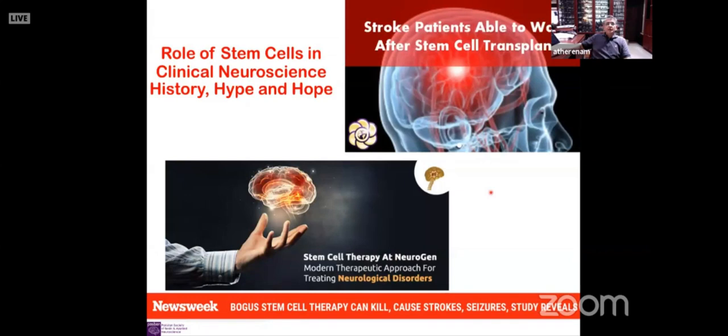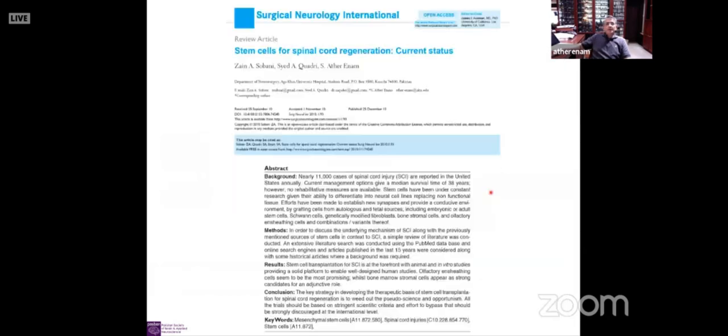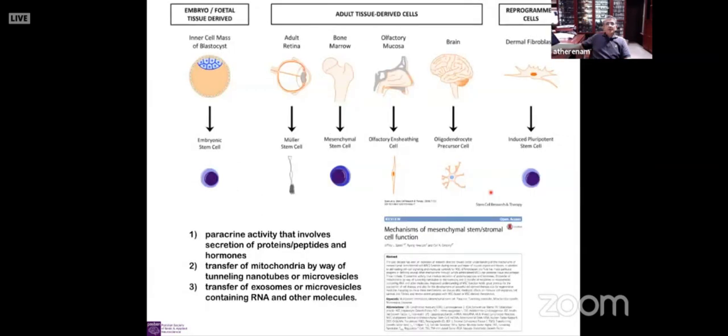Okay, and then we talked about the stem cells and how the hoax has really covered that field, but there's a lot of hope in there. Initially, however, in Parkinson's disease, it was not very helpful, but recently a lot of stem cells from different areas, particularly mesenchymal stem cells, are being used in clinical trials.